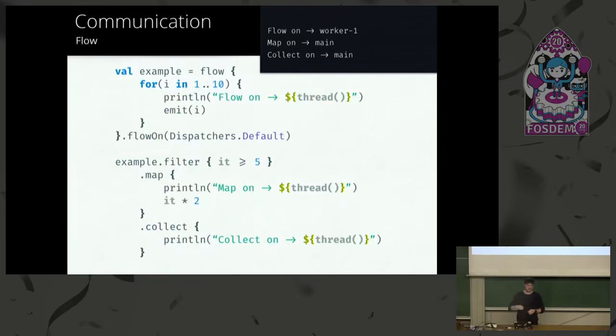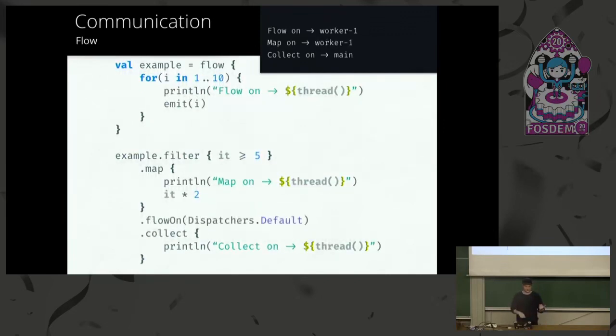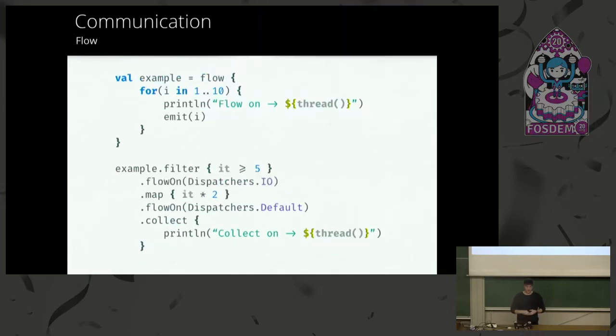If we want to change that, we have to move the flowOn. So we can move it down to under the map, and now everything above it is on the dispatcher default, and in this case on worker 1. We can also just jump around if we want to. We can have multiple flowOns.